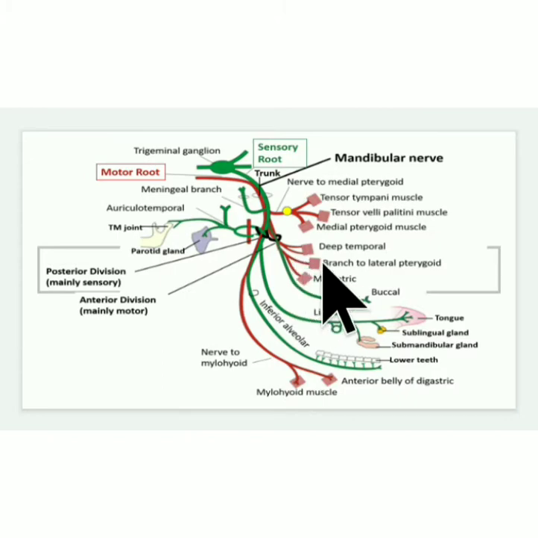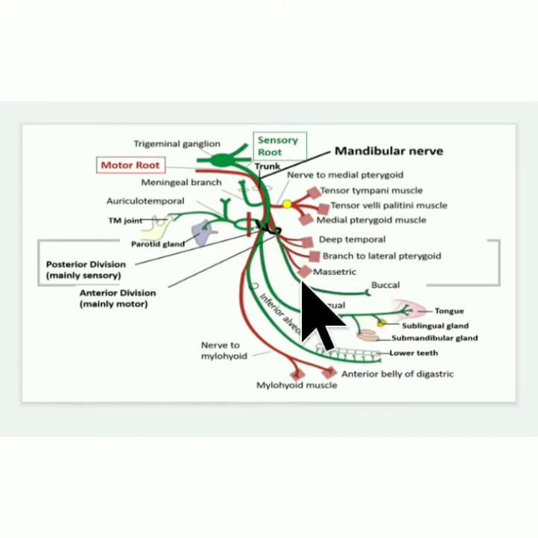So the anterior division consists of one sensory branch, the buccal branch, which supplies the skin and mucous membrane related to the buccinator, and also the gums related to the molar and premolar teeth; the masseteric nerve, which supplies the masseter muscle; the deep temporal nerves, which supply the temporalis muscle; and the branch to lateral pterygoid, which supplies the lateral pterygoid muscle.